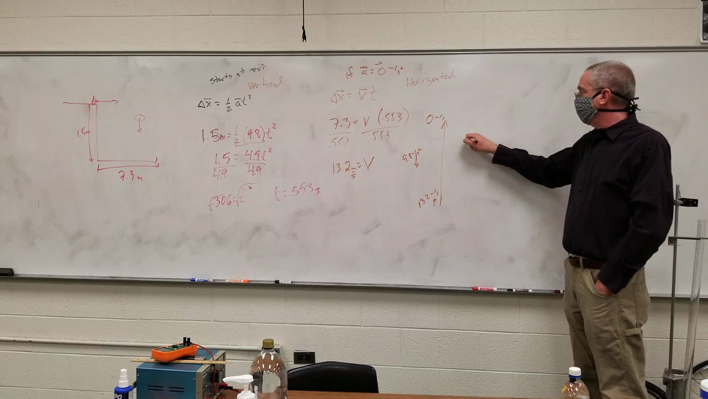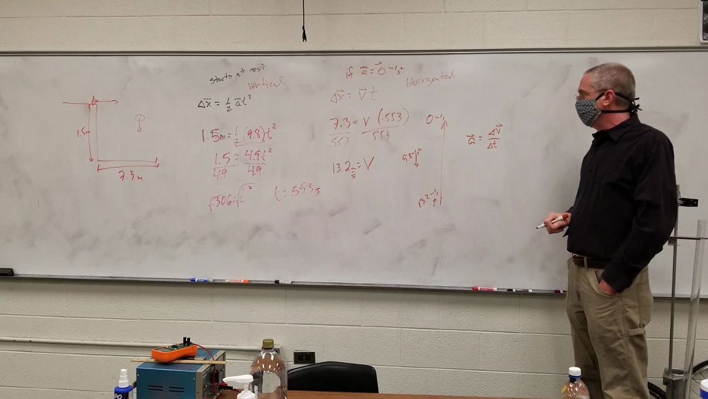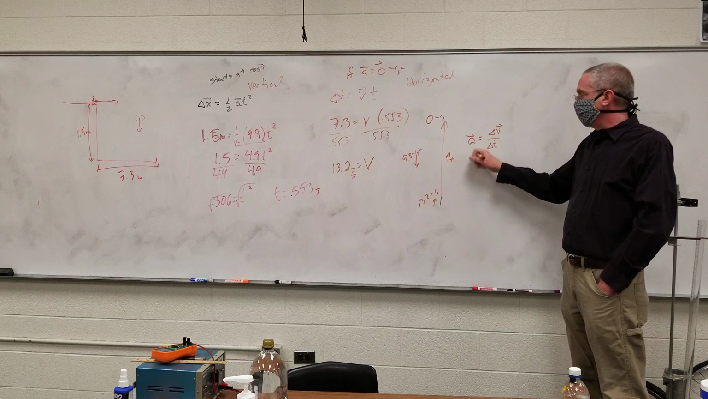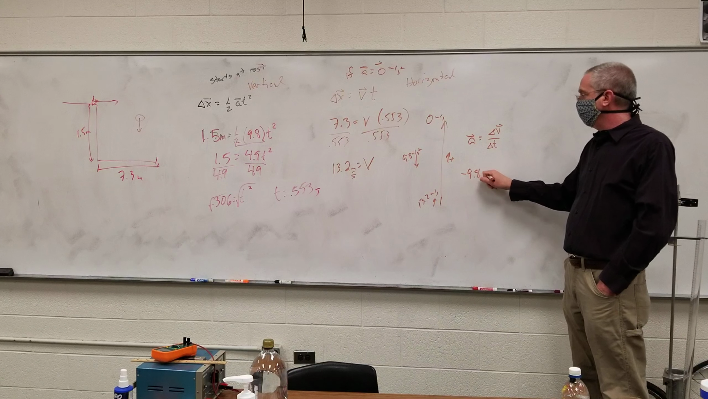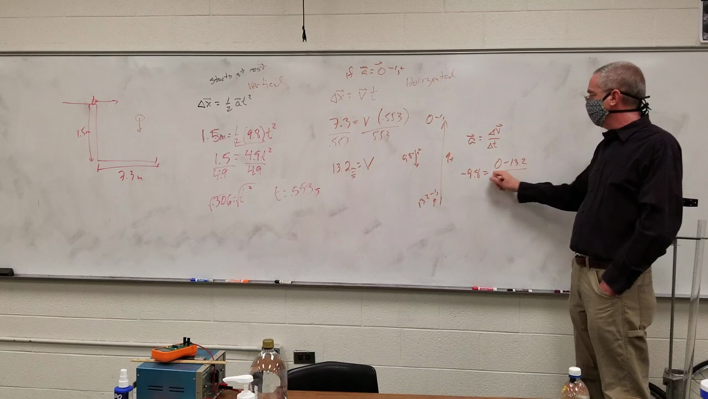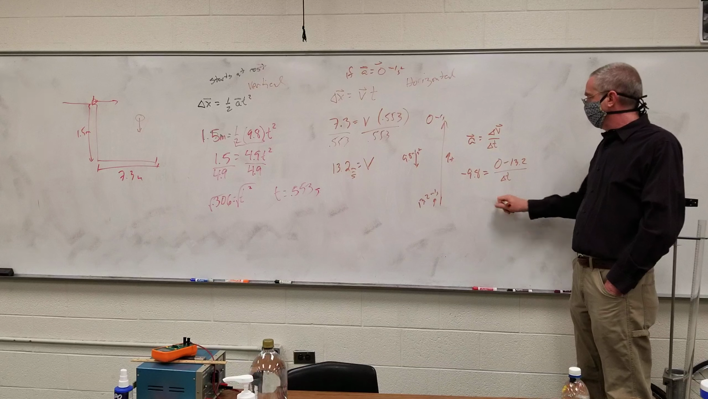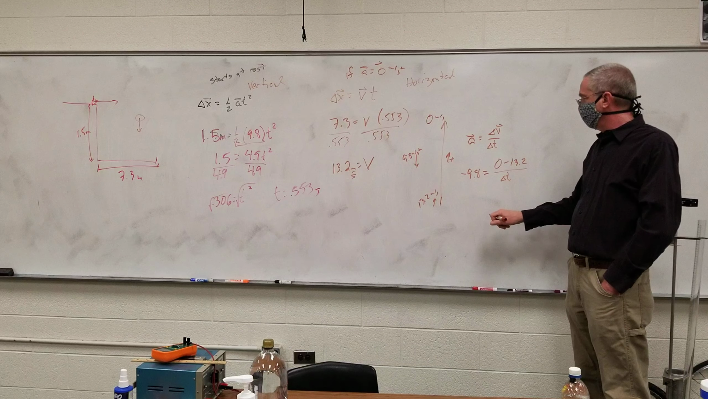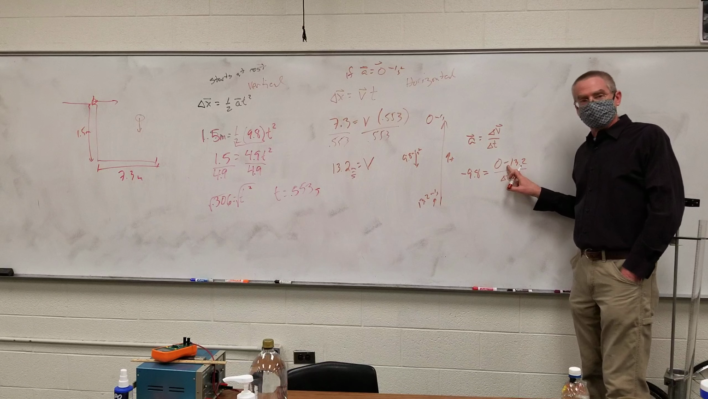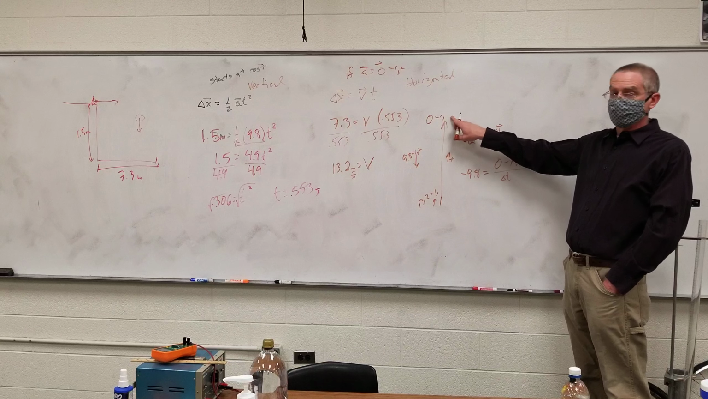So the acceleration is the change in velocity over the change in time. Let's just make up positive. So my acceleration would be negative 9.8, and that's equal to my change in velocity, which is 0 minus 13.2, over time. Negative because it's going down. And this will be negative because you're losing speed, you go from 13.2 to 0.